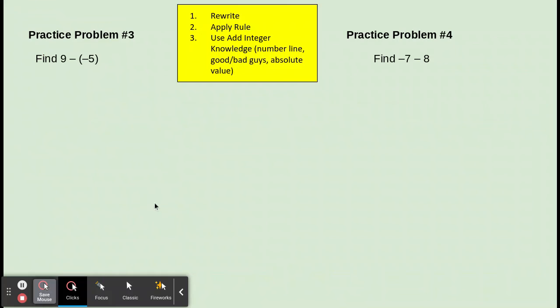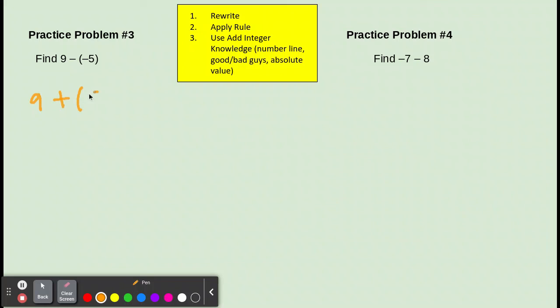Okay, practice problem 3 and 4, same thing, but this time I didn't write a number line. I'm hoping that you're going to use good guys, bad guys, or the absolute value for these 2. But I'm going to first help you rewrite and apply the rule for these. So for this one, we do not need to rewrite it, but we do need to apply the rule because it's a subtraction problem. That means it's keep, change, switch. It's no longer a negative. We switched it to a positive. This is now 9 plus 5, which I think you can all do easily in your head.